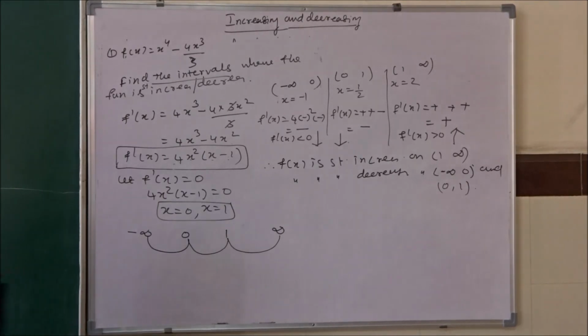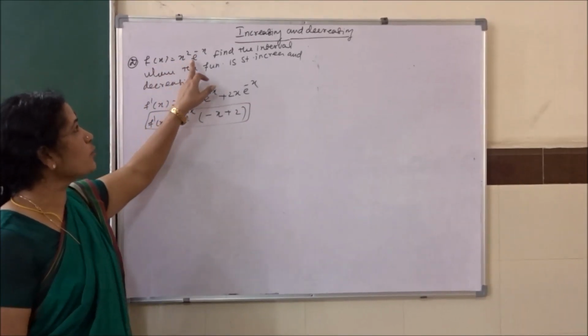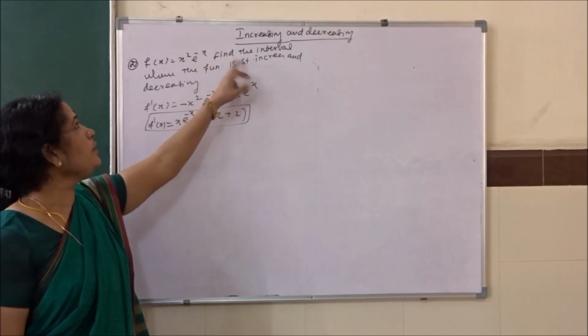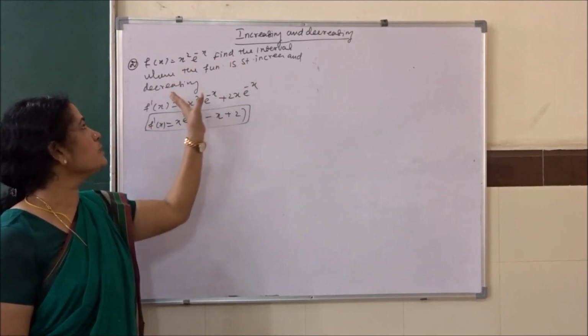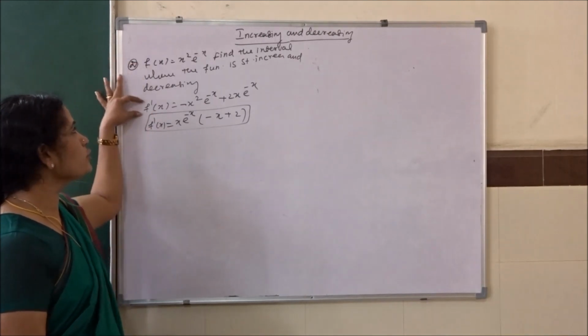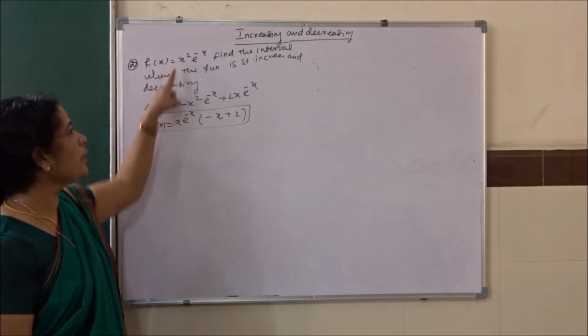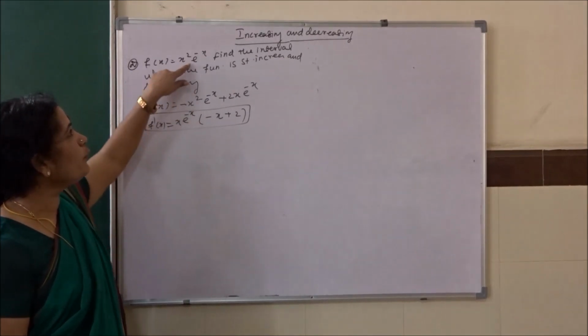Okay, fine. Now let us take another example. Let us start another example. f of x equal to x square into e power minus x. Find the interval where the function is strictly increasing and decreasing. Now what I told you is the procedure: first of all f dash of x. There are two functions in a product, so of course the product rule. x square I am keeping constant, e power minus x.